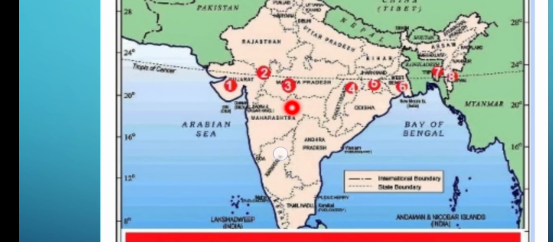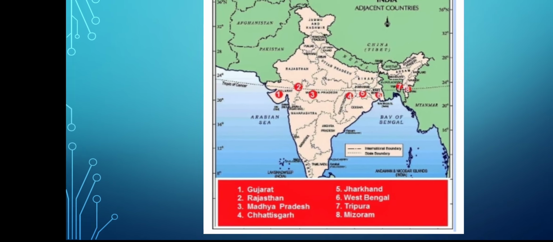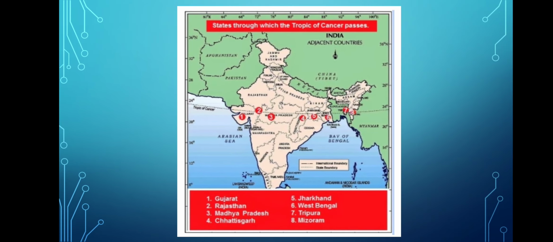Now here the names of the states are given through which the Tropic of Cancer passes. The Tropic of Cancer is passing through 8 states. Number 1 is Gujarat, second one is Rajasthan, third one is Madhya Pradesh, fourth one is Chhattisgarh, fifth one is Jharkhand, sixth one is West Bengal, seventh one is Tripura, and eighth one is Mizoram. So these are the states through which the Tropic of Cancer passes.